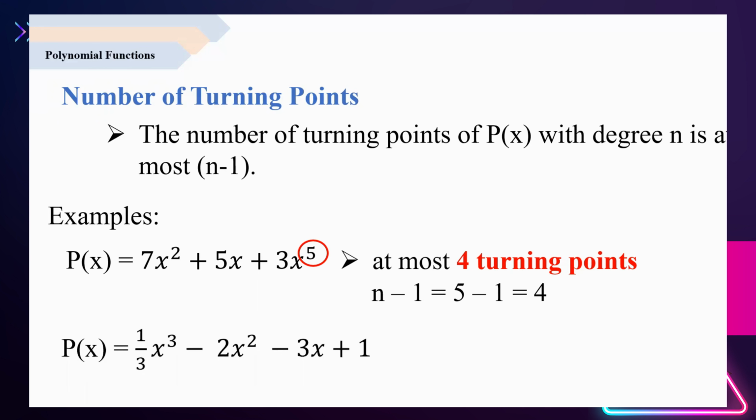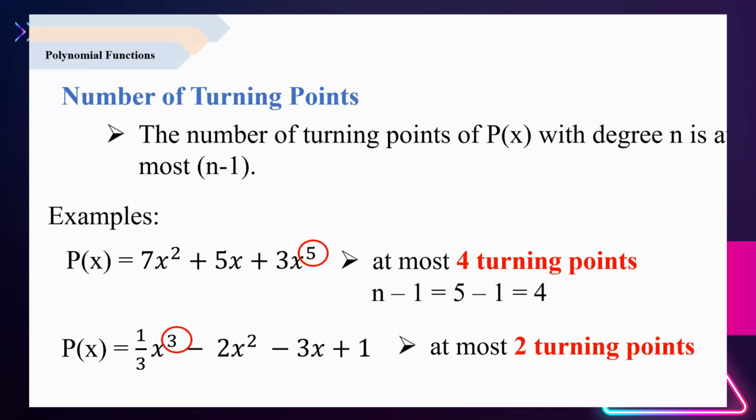Another example, p of x is equal to 1/3 x cubed minus 2x squared minus 3x plus 1. So at most, 2 turning points. So may dalawa tayong turning points. Okay, so bakit naging dalawang turning points? Because the highest exponent is 3, and using the formula, n minus 1 is equal to 3 minus 1 is equal to positive 2.